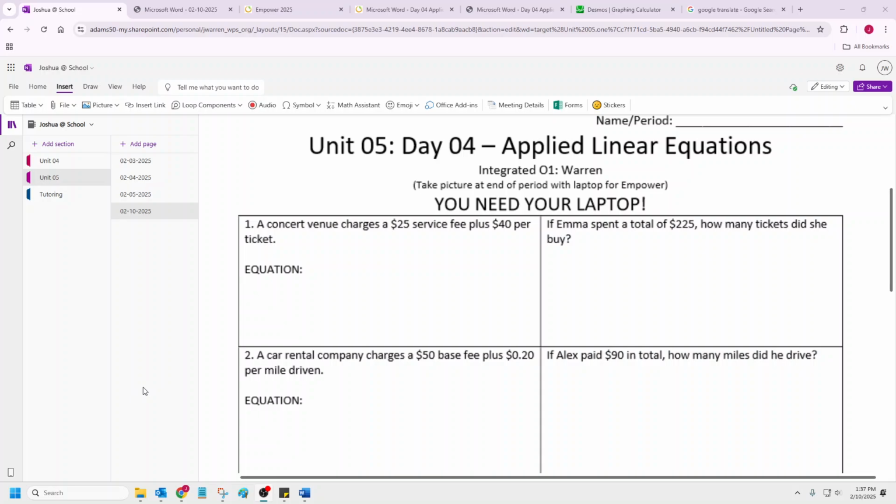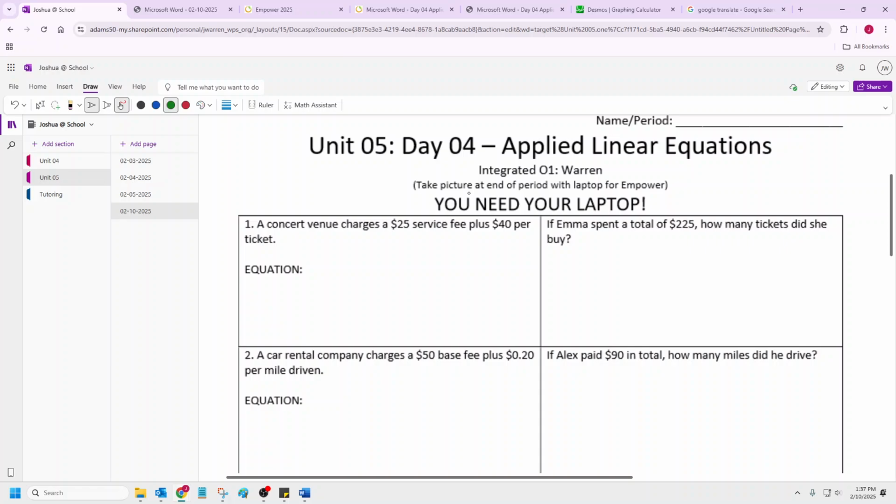All right, Integrated One. We are going to be talking about applied linear equations. If you want to know how this breaks down, I'm going to go ahead and show you. You don't have to write this down. Don't worry, this is just a quick lesson.